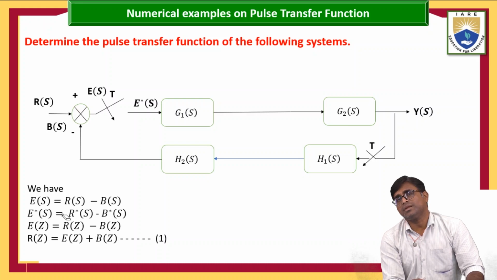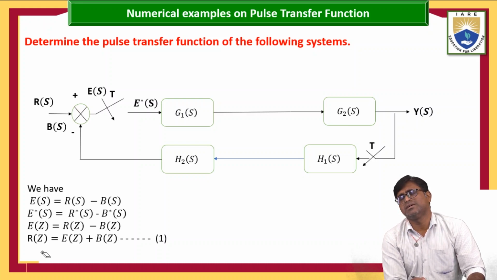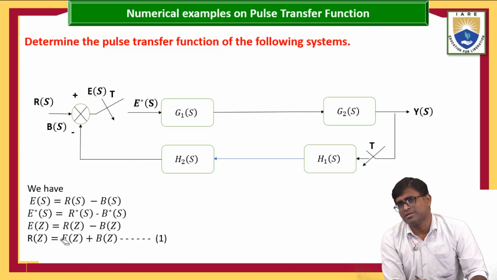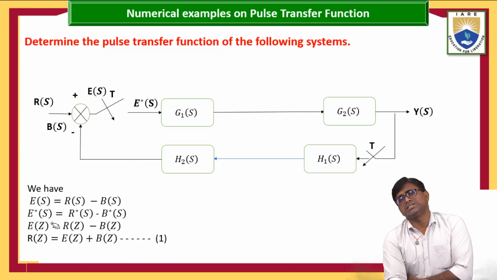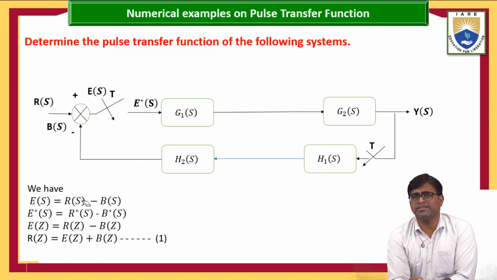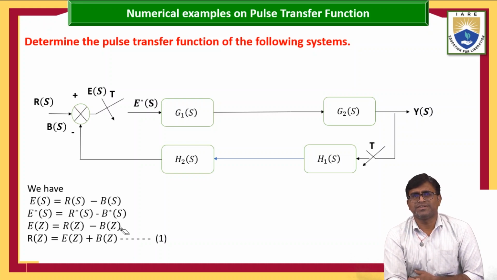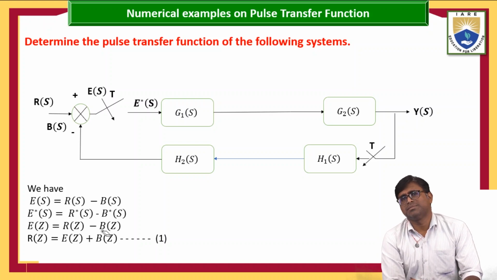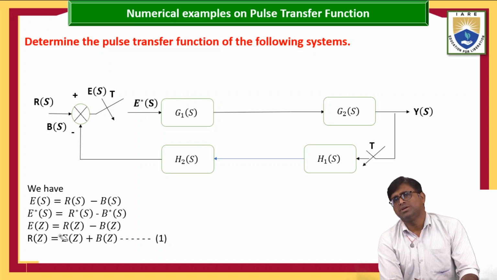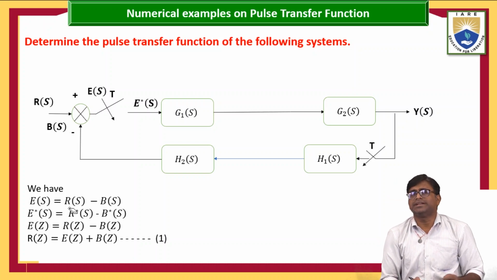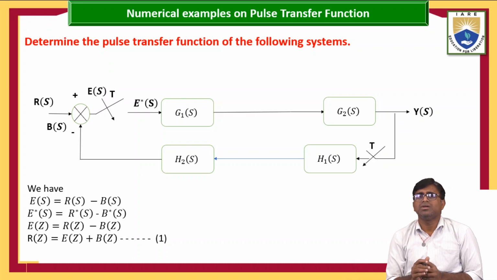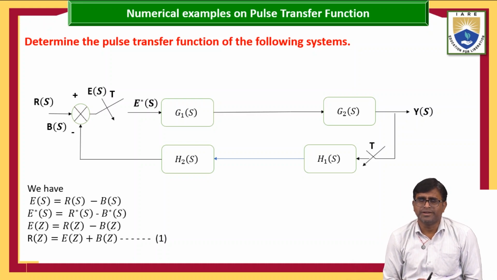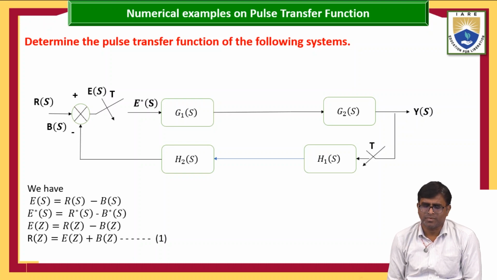So here I am applying star Laplace, that is nothing but the pulse applied. Star Laplace is nothing but I have to apply the pulse function. So E star of S equals R star of S minus B star of S. Convert this into Z transform. That is E of Z equals R of Z minus B of Z. From this we get R of Z equals E of Z plus B of Z. That is the input function, R of Z equals E of Z plus B of Z. Take this as equation number 1.